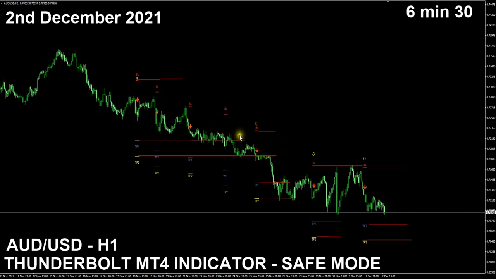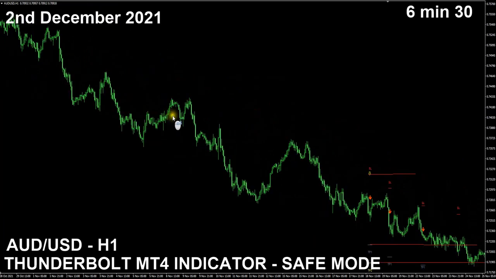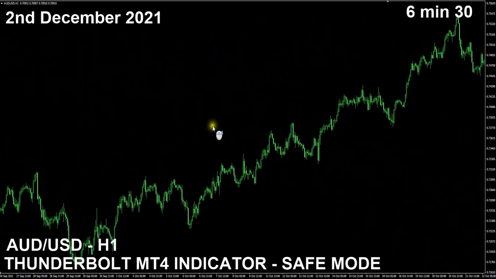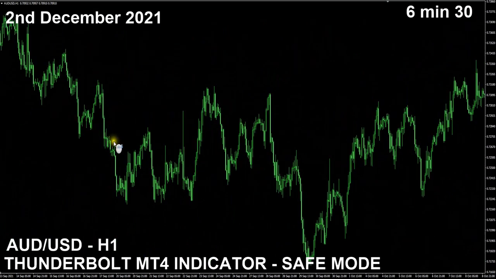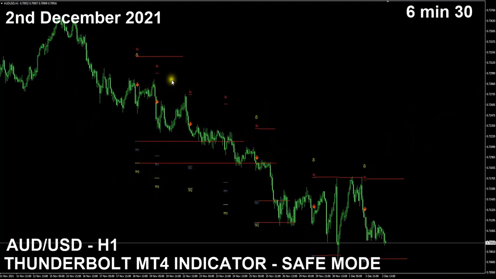I think with this indicator, all the time that a currency pair is trending in one particular direction, it seems to be very good. I think it will be interesting to see what happens with this indicator when we get a choppy market. Maybe like this area here. This is quite a choppy area. It would be interesting to see how successful the Thunderbolt indicator is when the market becomes choppy like this. Only time will tell, but currently this is very good.